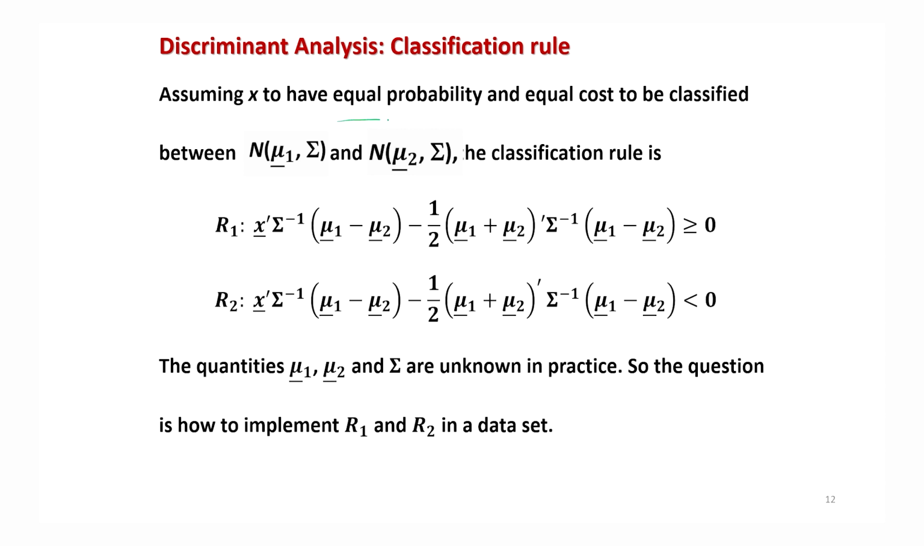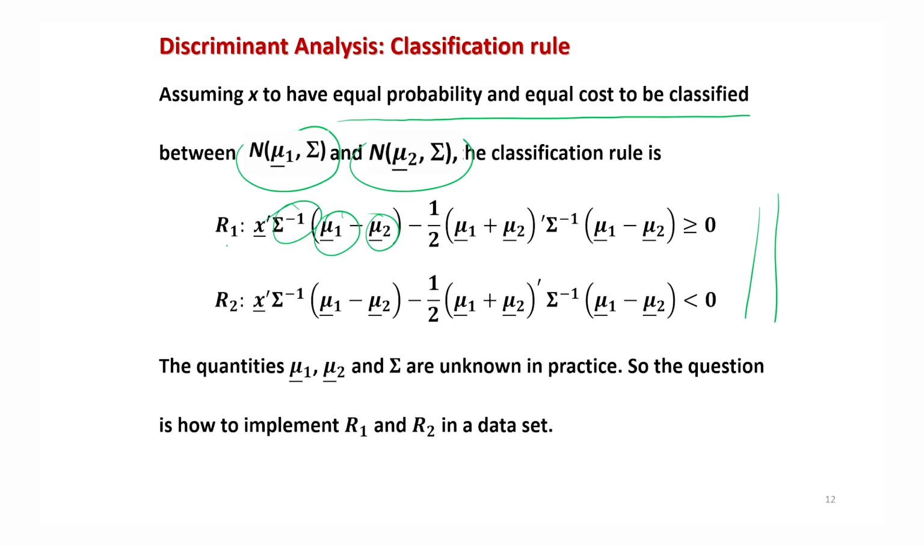So now we can say that we have devised a classification rule, assuming that we have equal probabilities of classification and misclassification, and equal cost involved to classify an observation into one of the two normal populations, normal mu1 sigma and normal mu2 sigma, and this is the decision rule. But if you try to see, the quantities mu1, mu2, sigma are unknown to us in a real data set. They are unknown in practice.